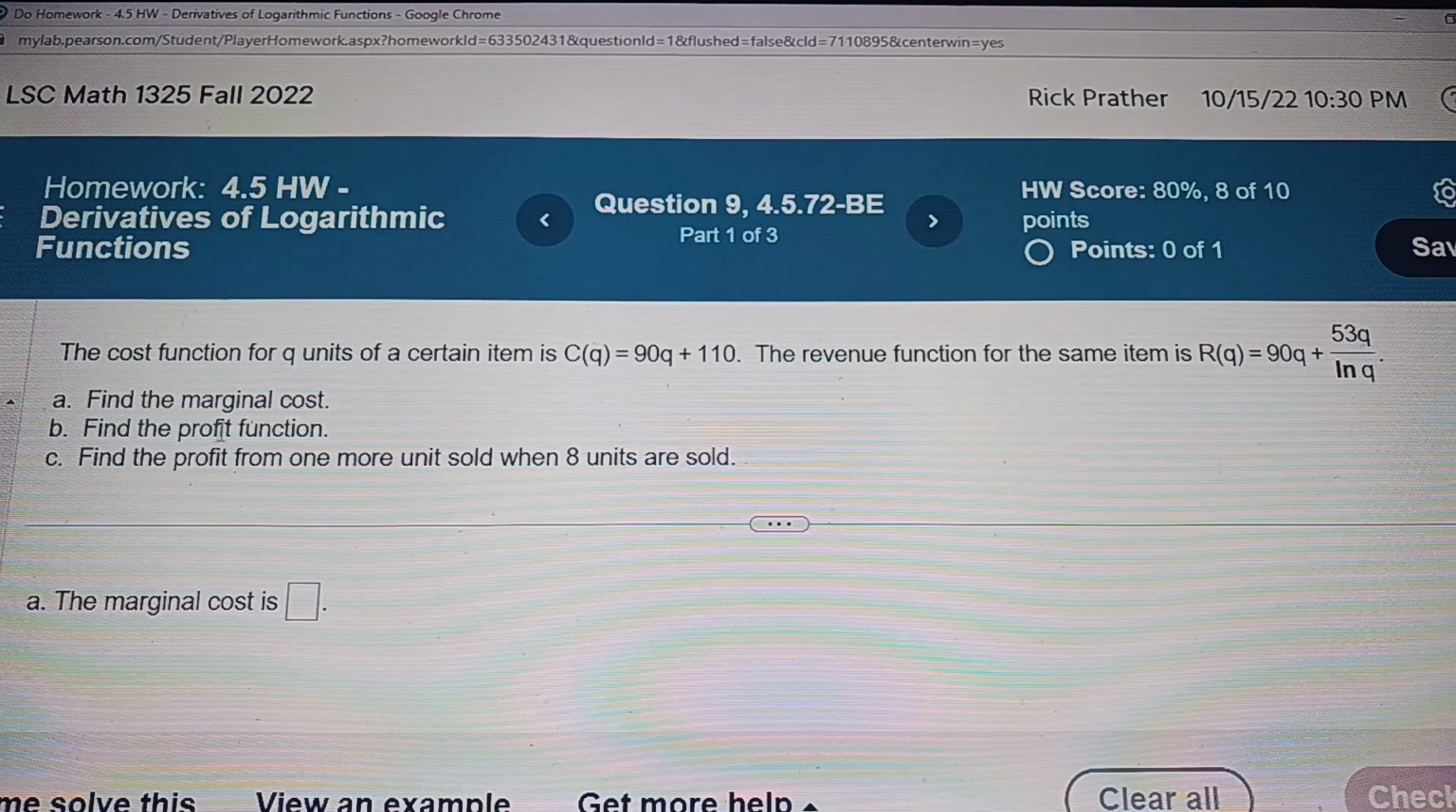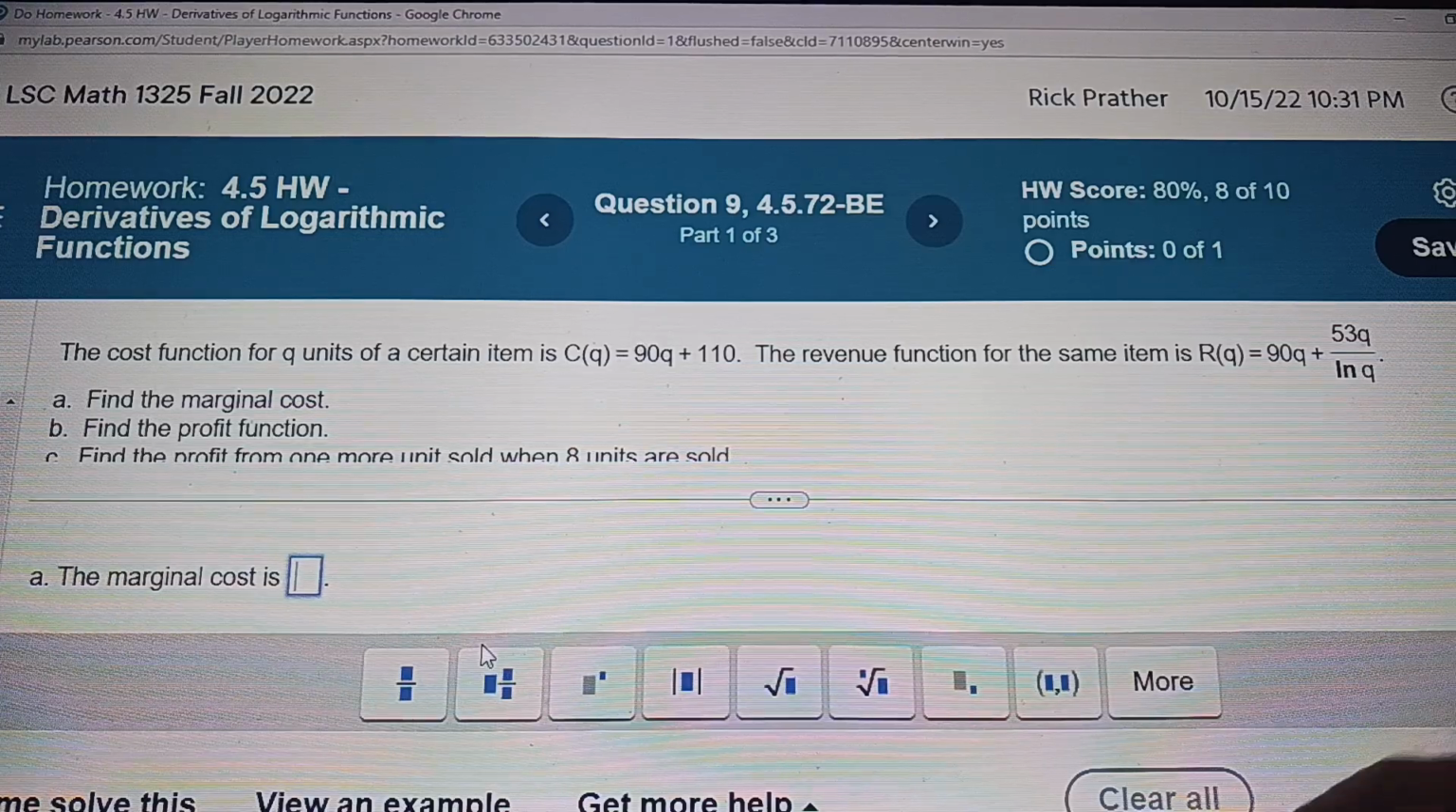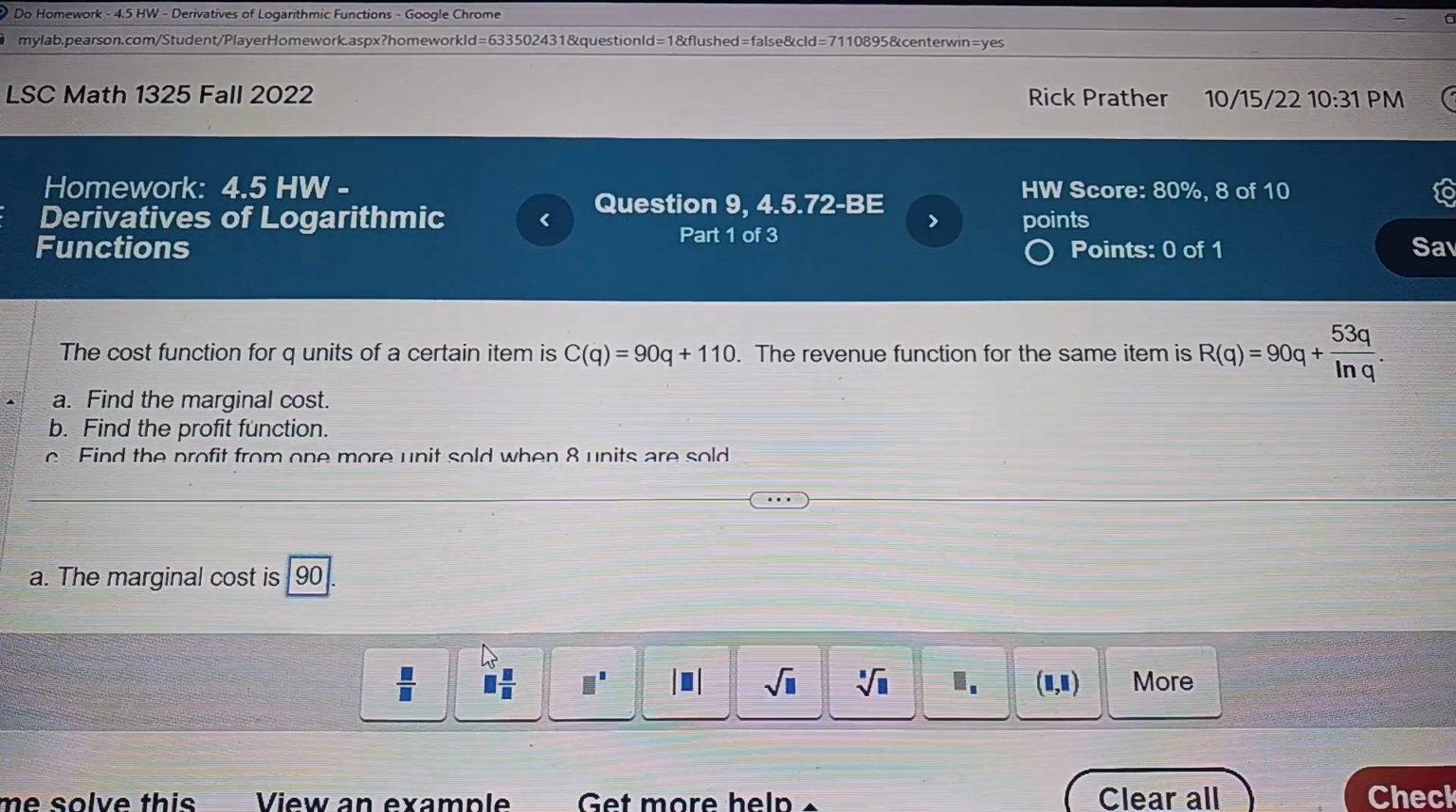Okay, anytime they say marginal anything, marginal cost, marginal revenue, marginal profits, that's a magic word for derivative, and I think we've talked about that before. So marginal cost means I have to take the derivative of this cost function. And since that one's linear, that's an extremely easy derivative. It's literally just the 90 slope in front of the Q. So the marginal cost is 90.